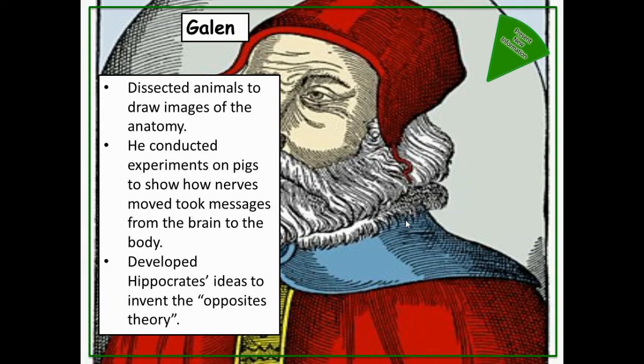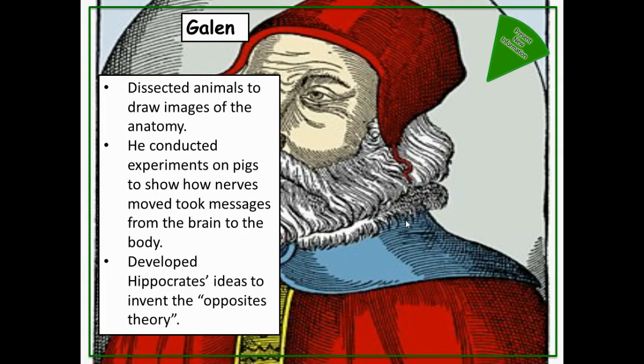So he'd cut open animals, do detailed drawings of their insides to get a better understanding of what the inside of the human body looked like. Very famously, he conducted a number of experiments on pigs to show how nerves moved messages from the brain to different parts of the body by testing, if he cut a certain part of the nerve, why would the pig squeal or which part of the pig's body would move.